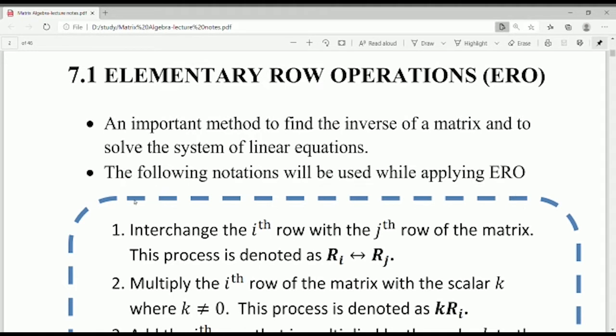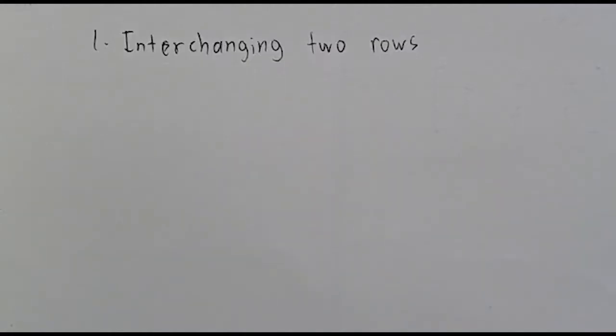I will be presenting about the first operation, which is interchange the ith row with the jth row of the matrix. This process is denoted as Ri interchange Rj. The first operation of ERO, as I stated just now, is interchanging two rows. So how do we interchange these two rows?